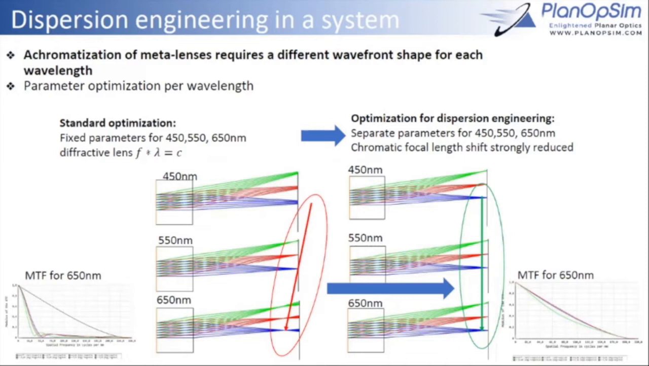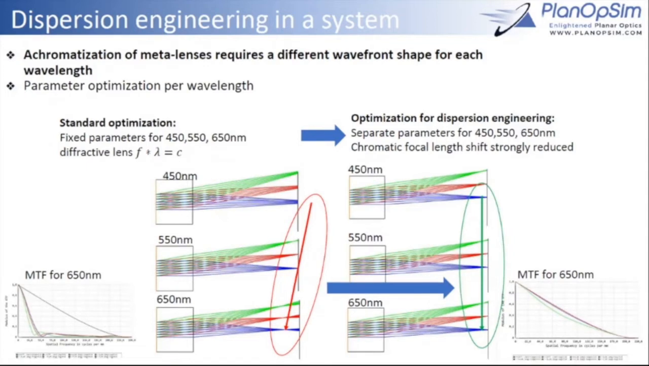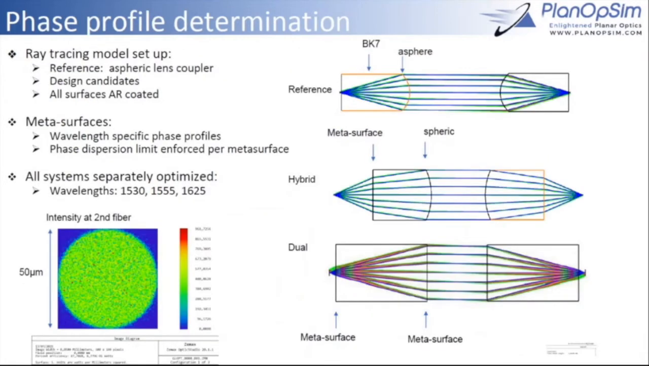And we're going to do dispersion engineering here. For dispersion engineering, we need to optimize separately. We need to find a different wavefront for each wavelength. With just a single wavelength optimization, we get the problem that all diffractive lenses have, that the longer wavelengths focus closer to the lens itself, and the shorter wavelengths further away. This is the first order law. We have different wavefronts for each wavelength. We can actually correct that.